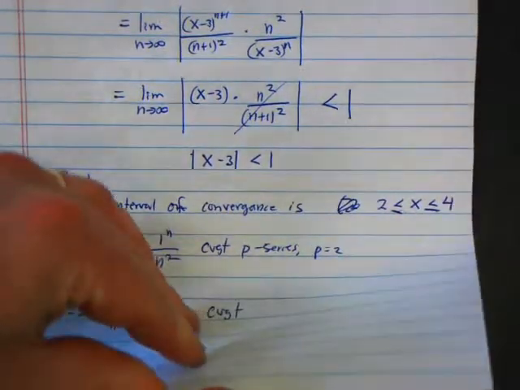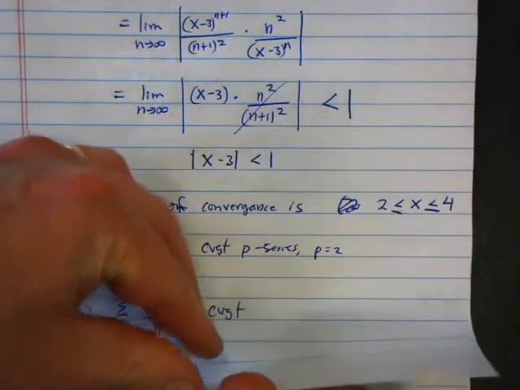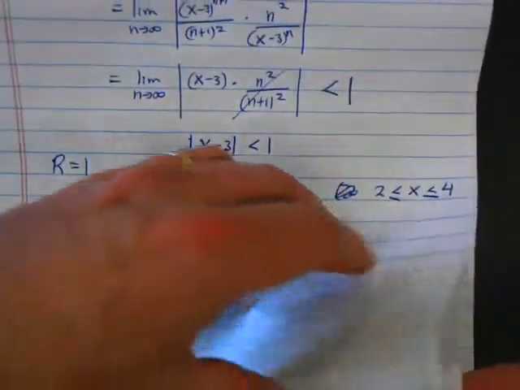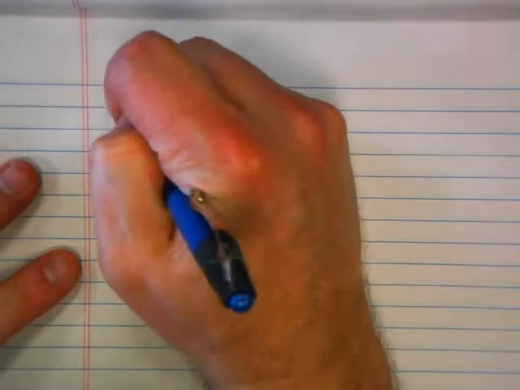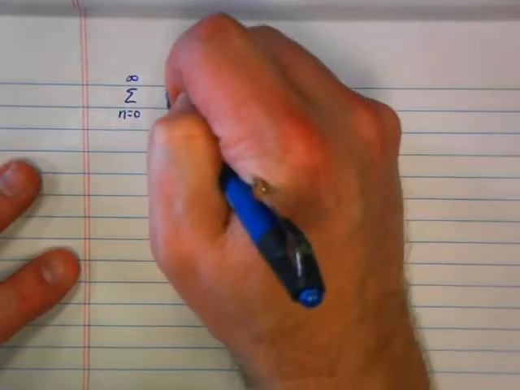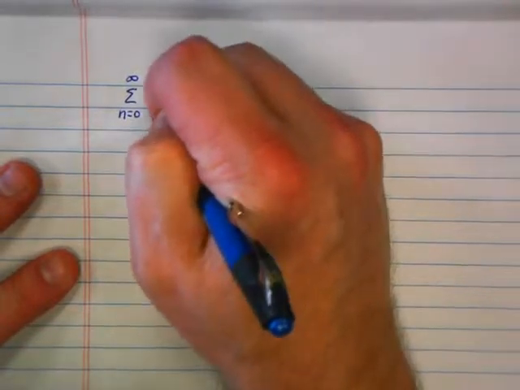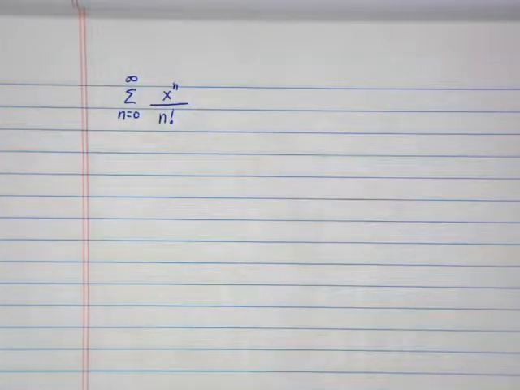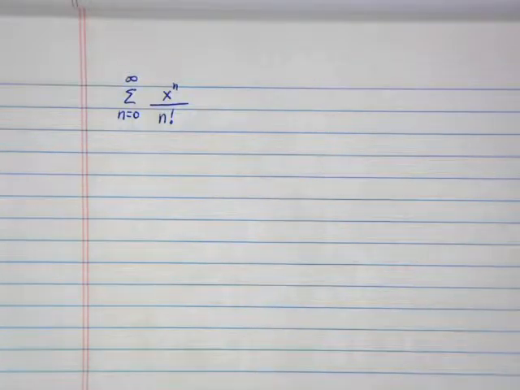So that was case number 2, where it converges on an interval. How about case number 3? Can I come up with one that converges everywhere? Sum from n equals 0 to infinity of x to the n over n factorial. I think that'll be an example of one that converges everywhere.